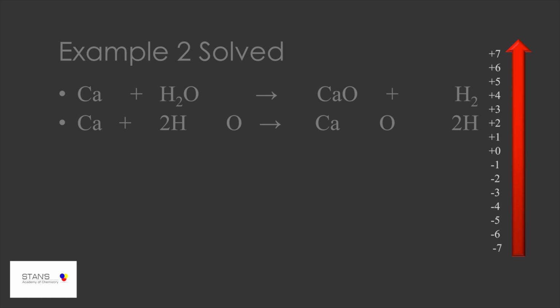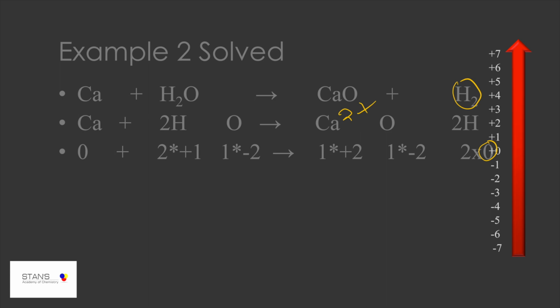We are going to write the oxidation numbers. For an element, the oxidation number is always 0. So calcium has an oxidation number of 0. Hydrogen, the oxidation number is +1 in most compounds. Oxygen, the oxidation number is -2. We had already seen that. Again, on the product side, calcium exists as Ca2+. Therefore, the oxidation number of calcium is +2. Similarly, the oxidation number of hydrogen is 0 because it's in the elemental form.